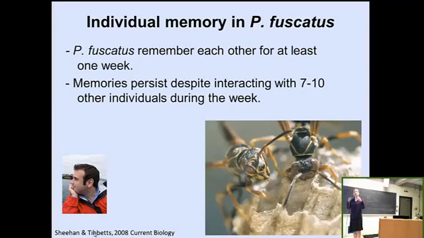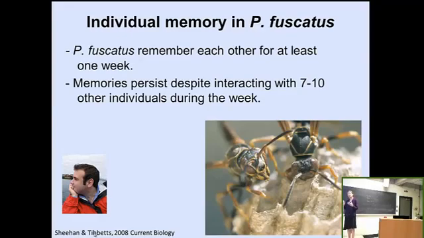And he set up an experiment where he had wasps fight, he separated them for a week, and then he reintroduced them to each other. And he found that the wasps remembered each other for at least a week. And these memories persisted despite the fact that during the intervening week they were living in a complex social environment. So they were living in a group with 7 to 10 other individuals.